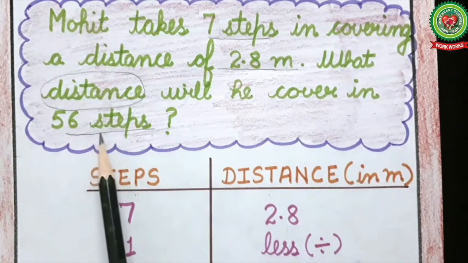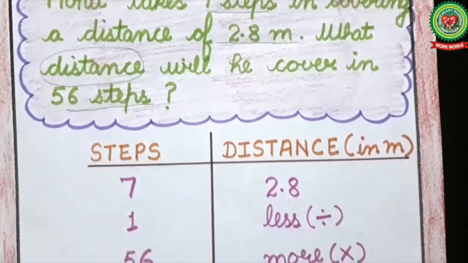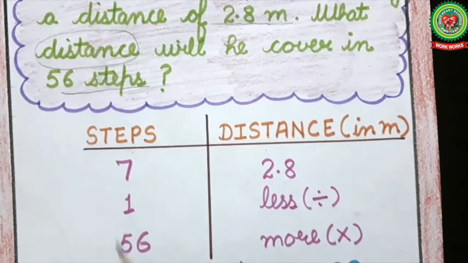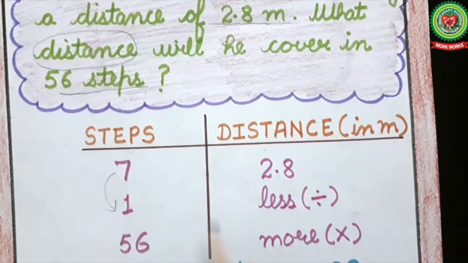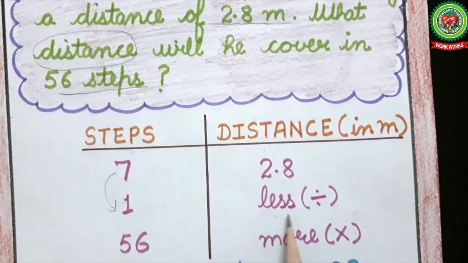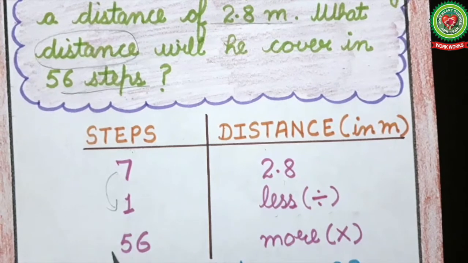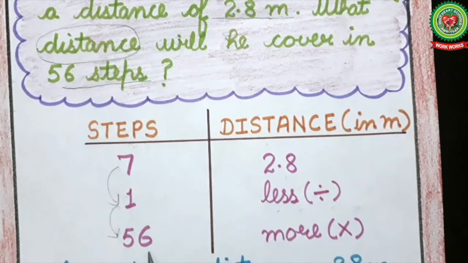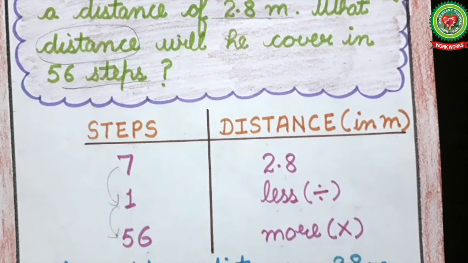We need to find distance for 56 steps, but before finding for 56 steps we'll find distance for 1 step. And we know when we move from 7 steps towards 1 step, if steps decrease, distance will also decrease. Less will come, less means divide. And then from 1 we will shift towards 56. Steps increase, distance also increases. Here more will come, more means multiply.